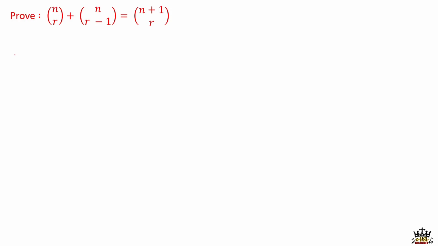Today's video is to prove the Pascal identity: n choose r plus n choose r minus 1 equals n plus 1 choose r. In other words, n objects taken r at a time plus n objects taken r minus 1 at a time equals n plus 1 objects taken r at a time.